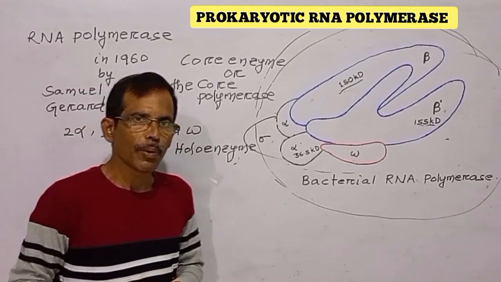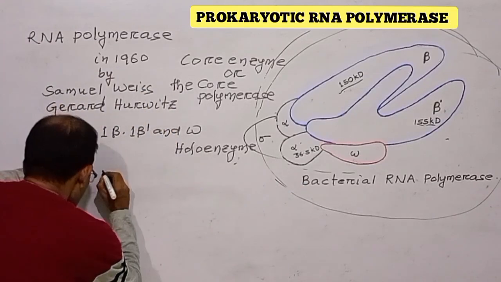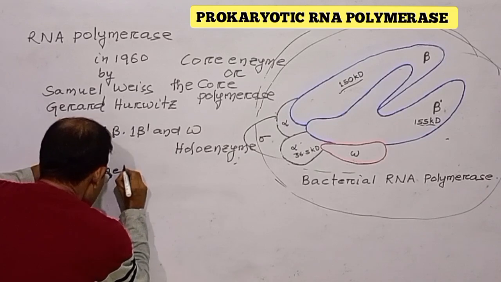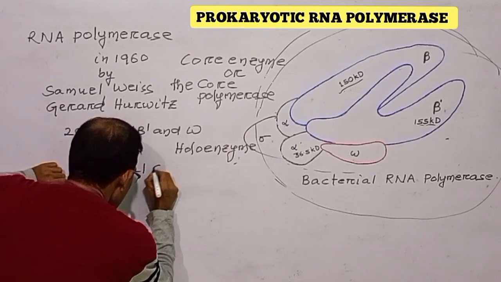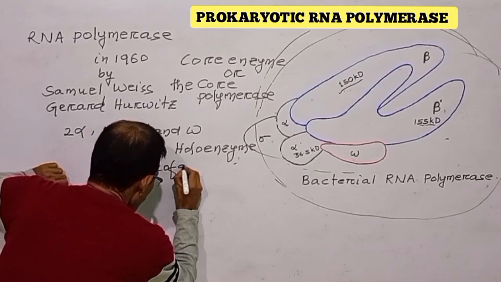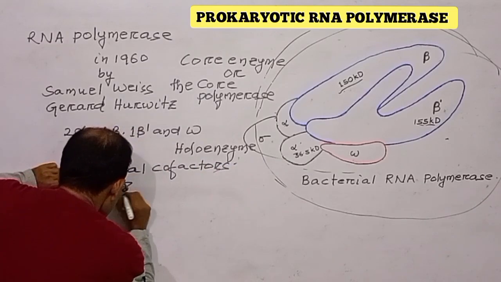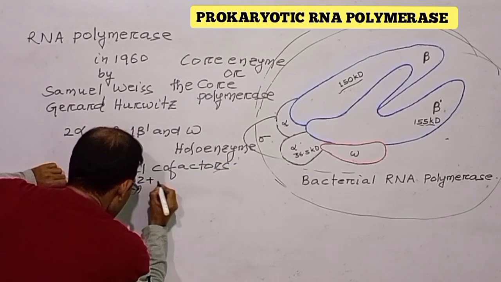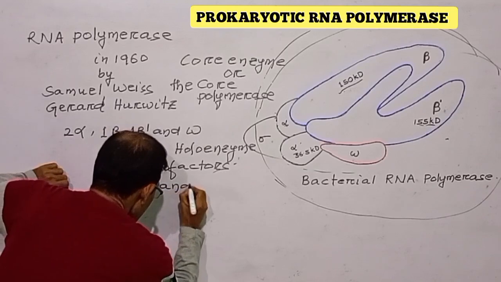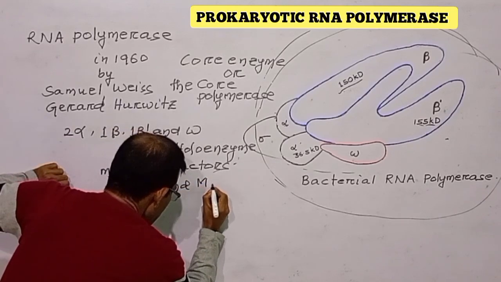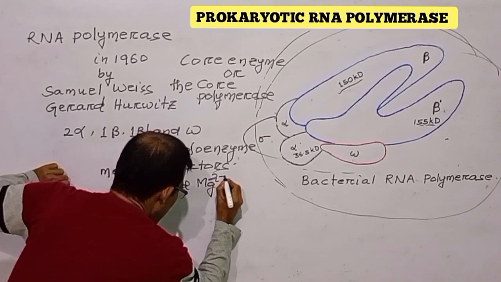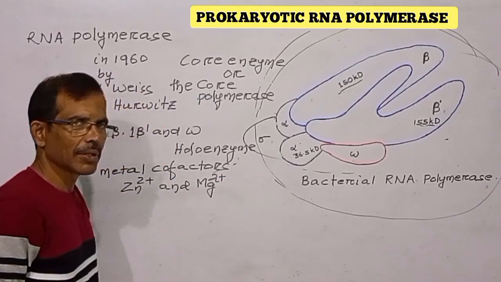All RNA polymerases require metal cofactors such as zinc and magnesium ions for their activity.